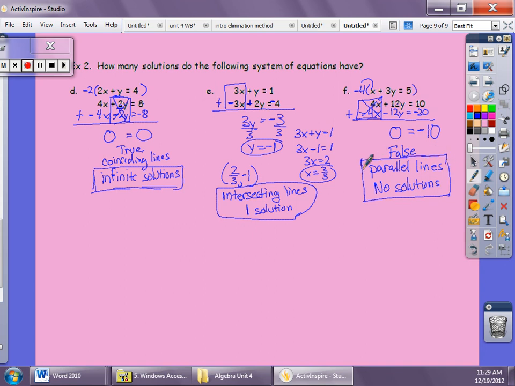So these are the two ways that we can determine what types of lines we have. We can look at the slopes and the y-intercepts, or we can eliminate one variable, and if we come up with a true statement, such as 0 equals 0, we know that they are coinciding lines, and with a false statement, 0 equals negative 10, we know that they are parallel lines. And if we can figure out the actual solution, they would be intersecting lines with one solution.